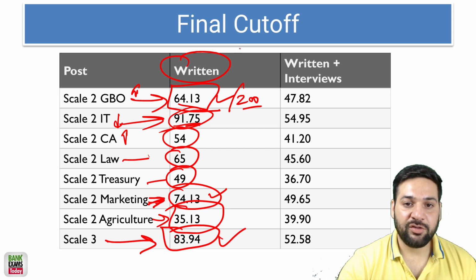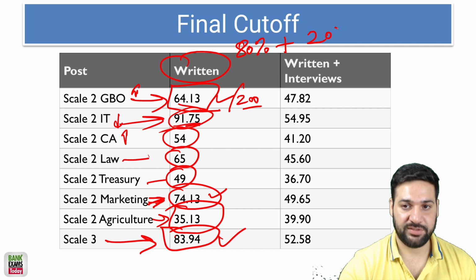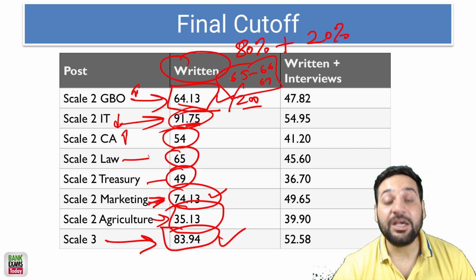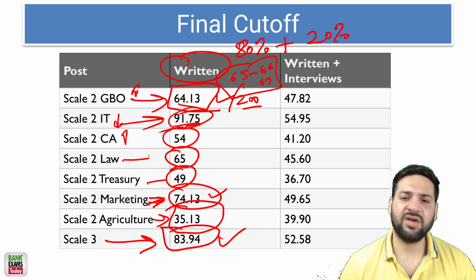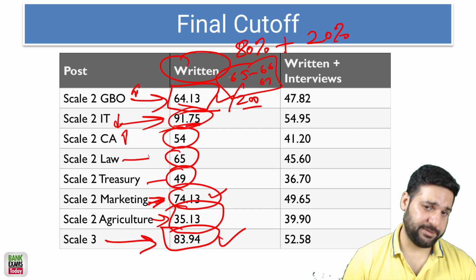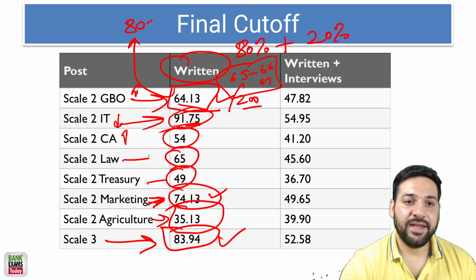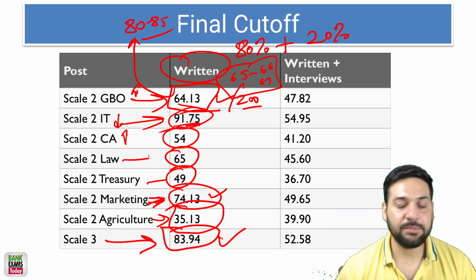So the weightage of the written exam is 80% and interviews is 20%. So if you score, let's say, 65, 66, 67, there is a weak probability of getting the final selection. Final selection का उतना अच्छा probability नहीं है. So if you are able to score, let's say, 80, 85, तो एक अच्छा probability बनता है, right?